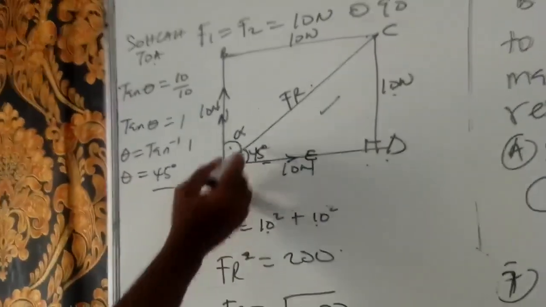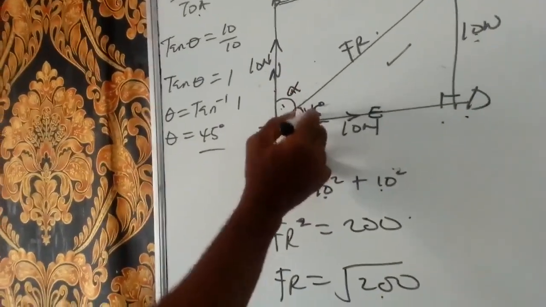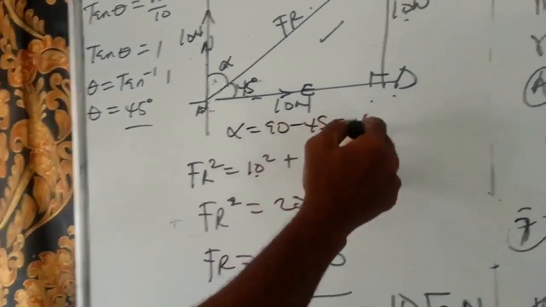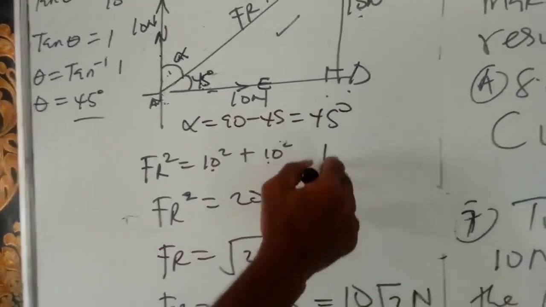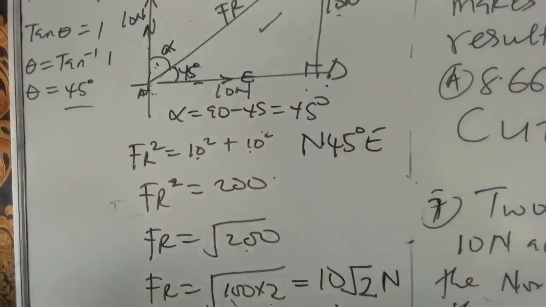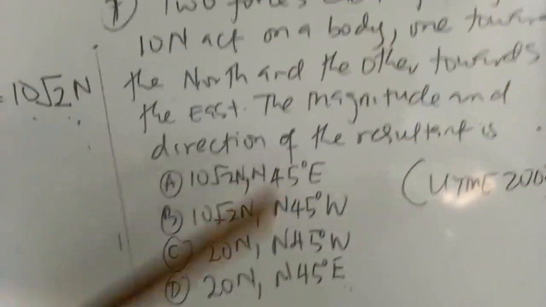Now to find the angle here, the sum of these two angles will be 90 degrees. So alpha becomes 90 minus 45, which is also 45 degrees. So the result will be in the northeast direction. So the answer to the question is option A, 10 root 2 Newton, north 45 degrees east.